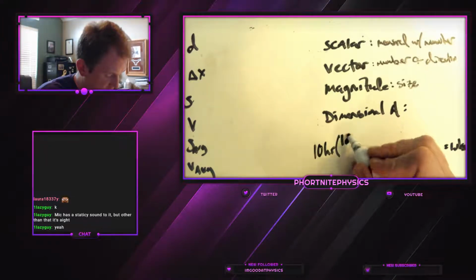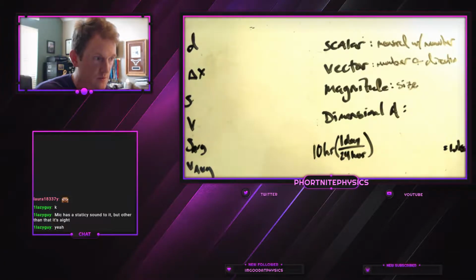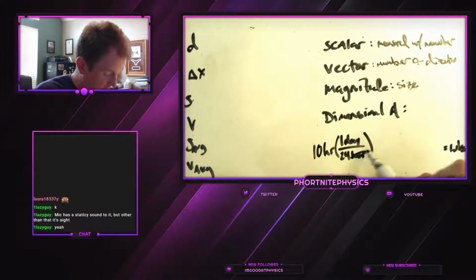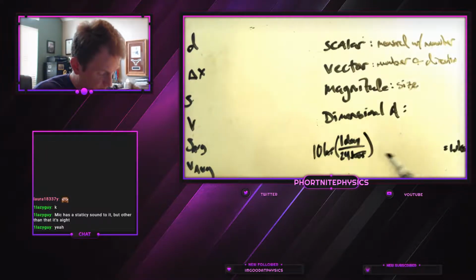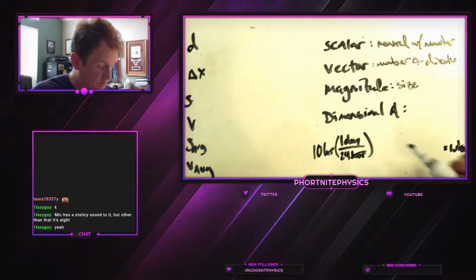Like that's just an easy thing to do. So if we do one day over 24 hours, because we need to get rid of the hours and replace it with days, because we know how to do hours. We don't know how many hours go into a week. So if we get rid of these hours, right now, if we just took 10 hours divided by 24 hours in a day, that would tell us how much of a day 10 hours was.